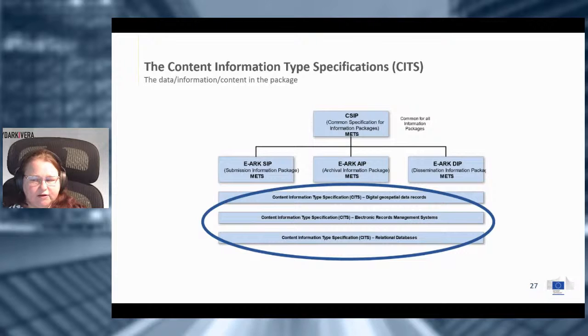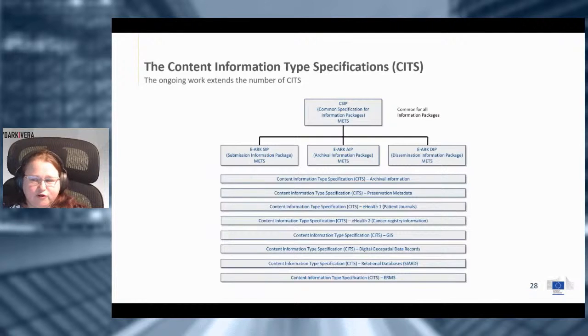We need to have that extra, not only the information package. We need to know about the information inside it. Are there rules and requirements put on the content itself? And 3 is not enough. After the last webinar in this series, you will actually see that we will have 8 content information type specifications.